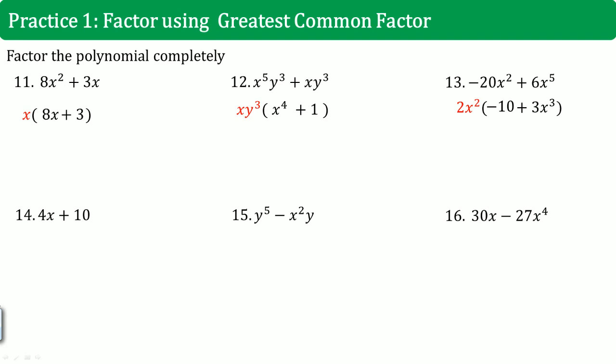14, the greatest common factor is a 2. What is left over on the inside is a 2x plus 5. Number 15, the greatest common factor was a y. What is left over is a y to the 4th power minus x to the 2nd power. 16, the greatest common factor is a 3x, parentheses, what is left on the inside, a 10 minus 9x cubed.